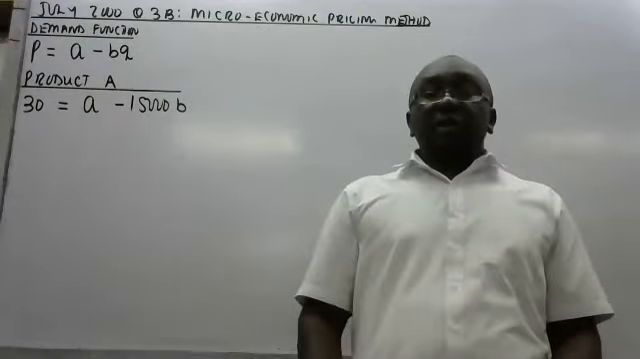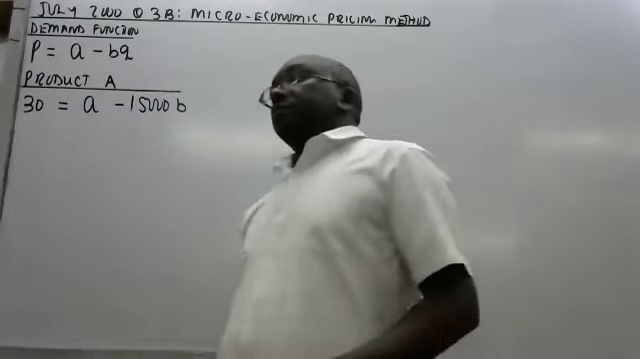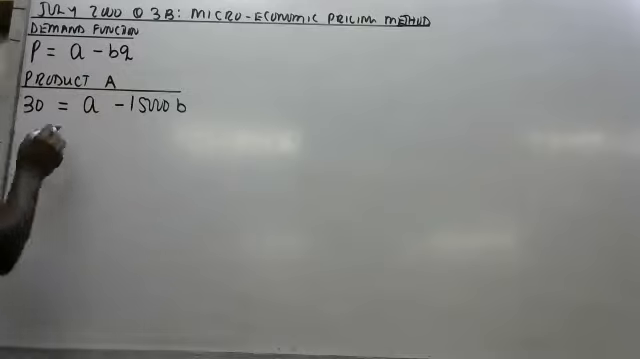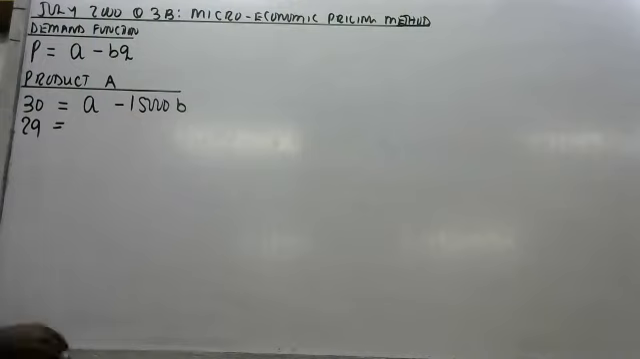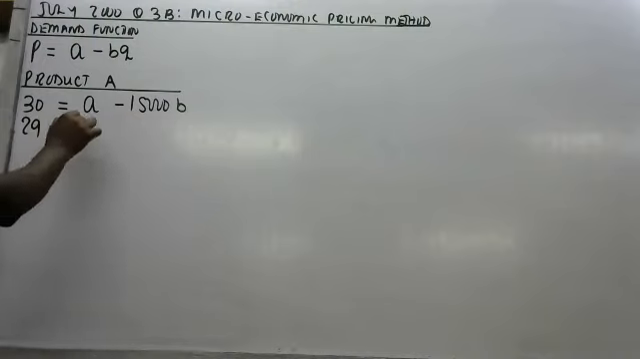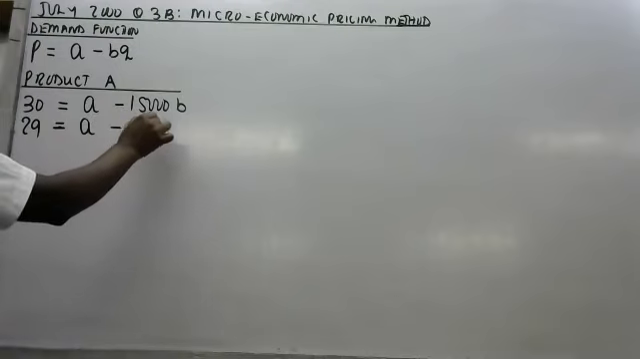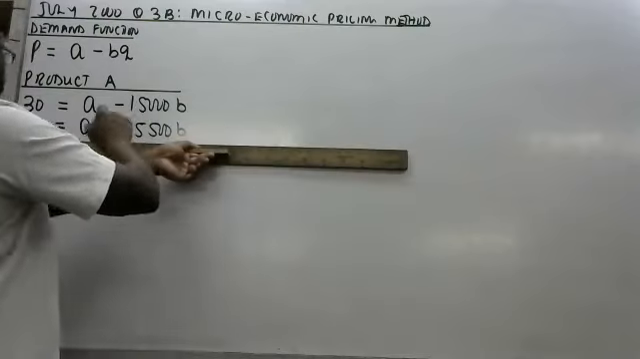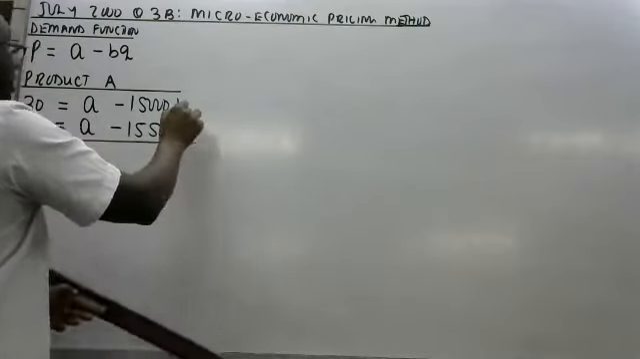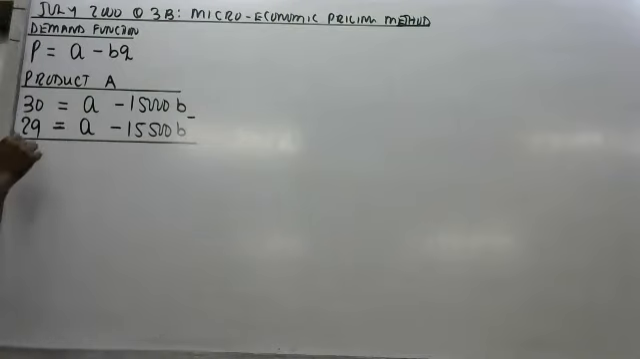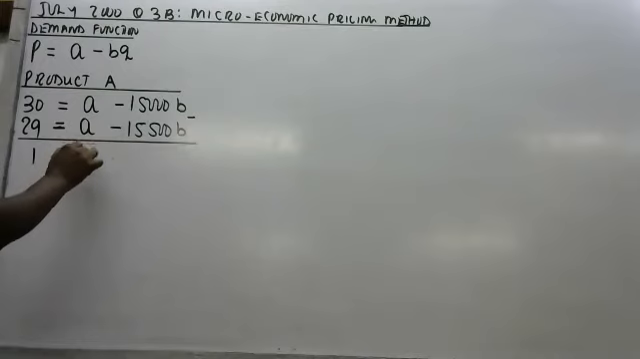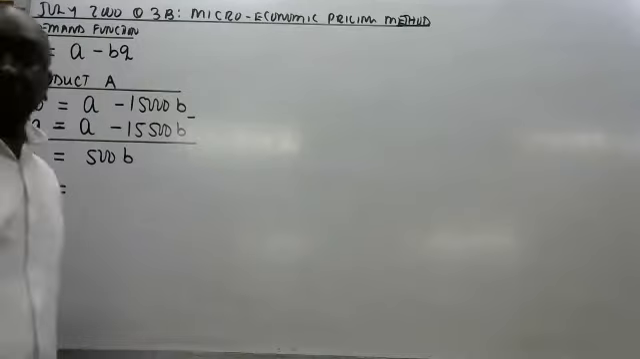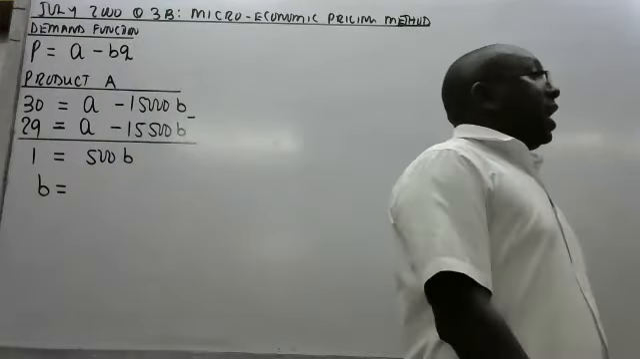Then we are told if you change the price by 1 shilling, say to 29, demand will change by 500. Because the relationship is inverse, the units will increase. And therefore, when you subtract here, you get 1 equals 500 B. So quickly send me the answer for B.